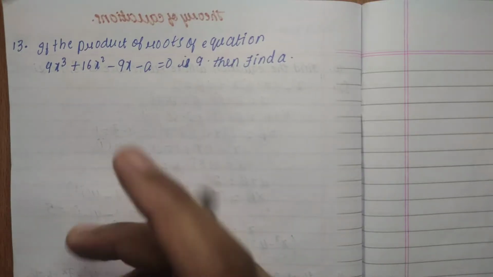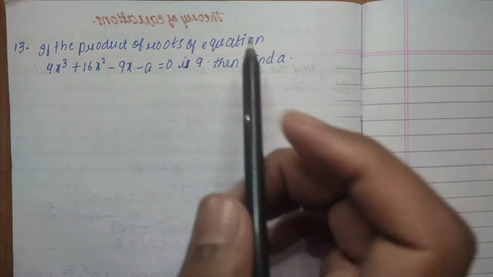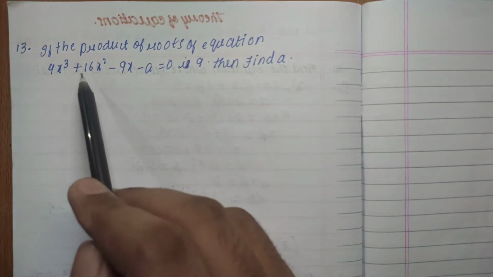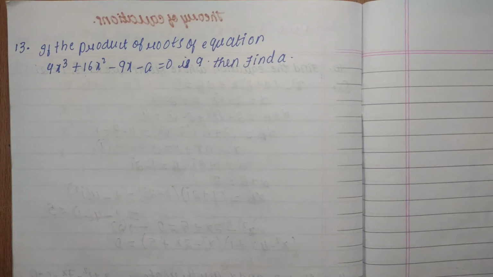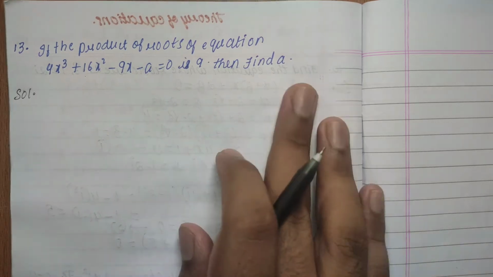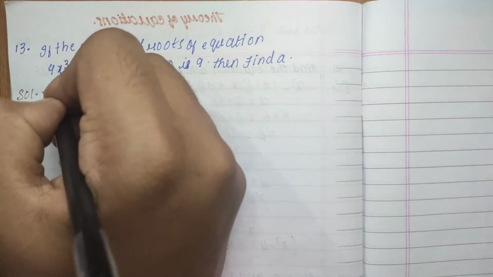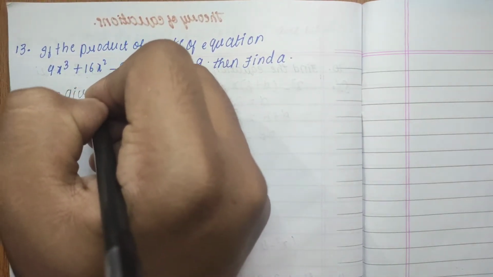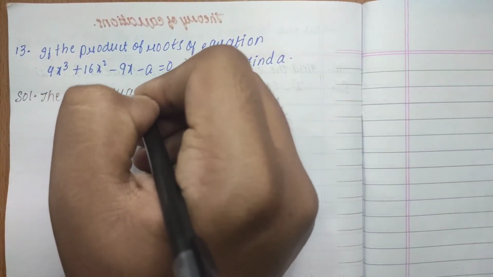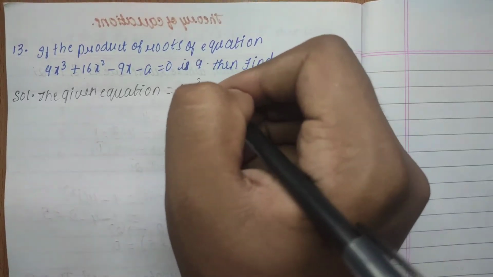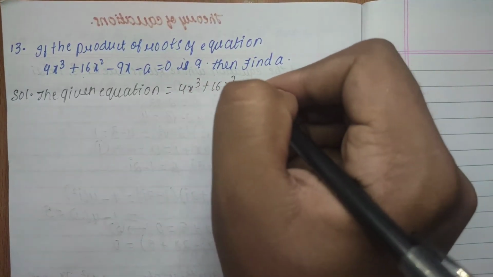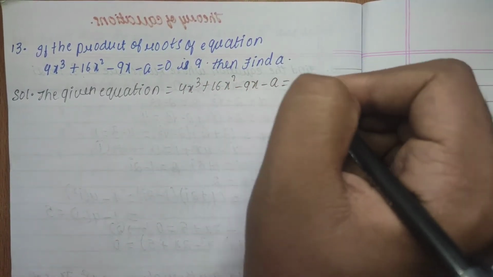So the value of alpha is minus 3 by 2. Coming to the next sum, it is given that the product of roots of the equation 4x cube plus 16x square minus 9x minus a is 9, then find the value of a. So write the given equation: 4x cube plus 16x square minus 9x minus a equals 0.